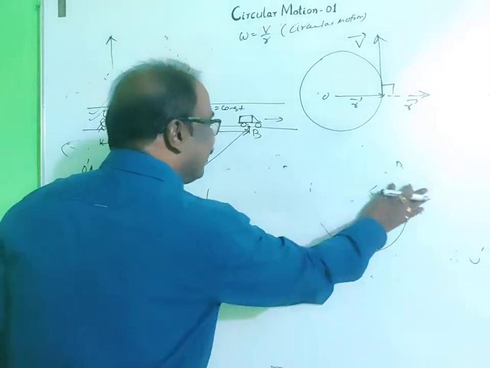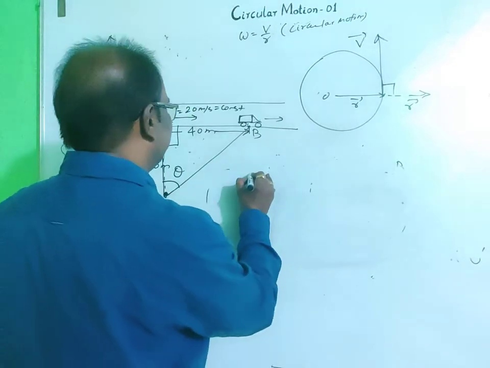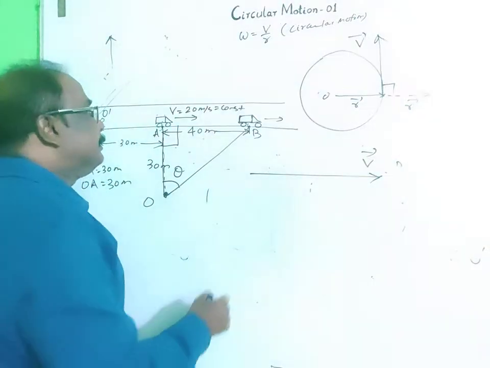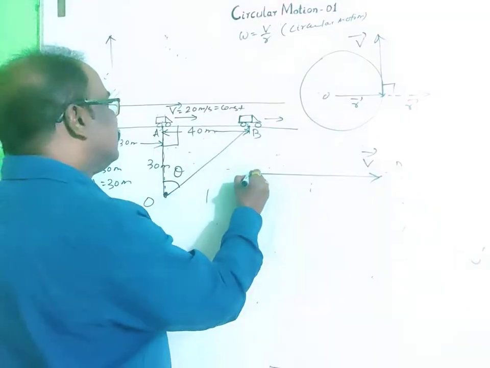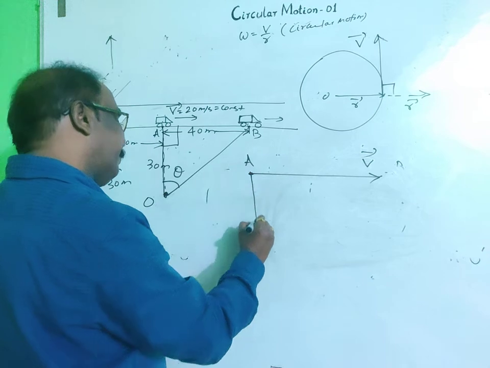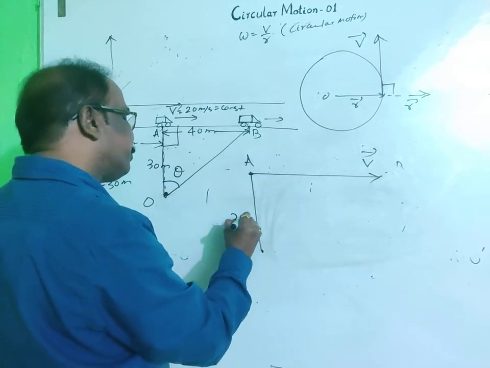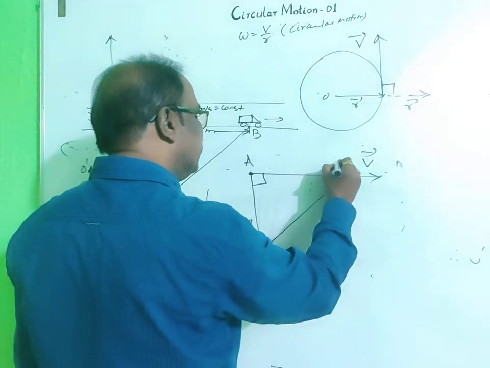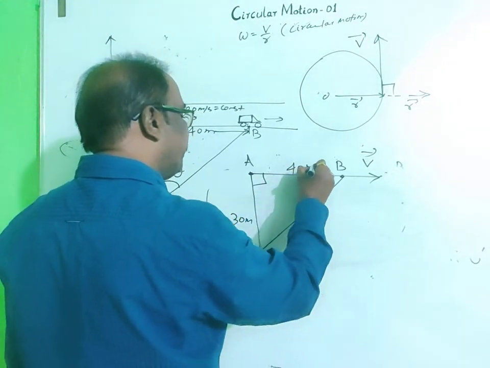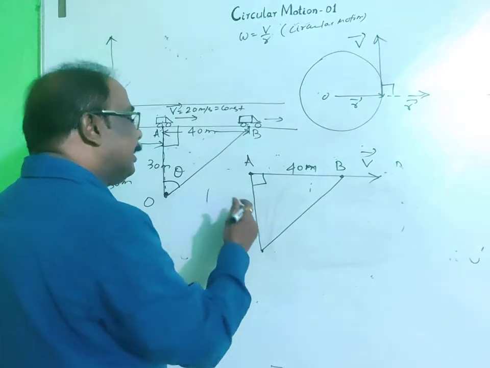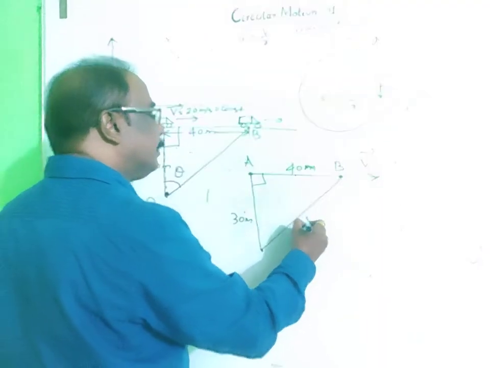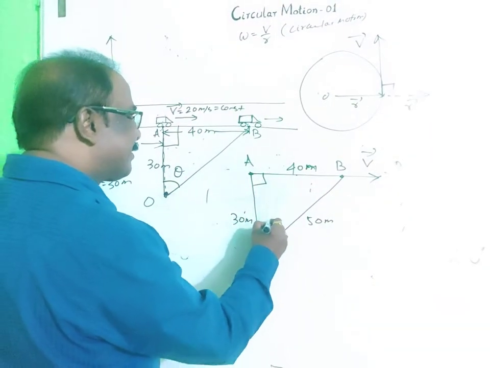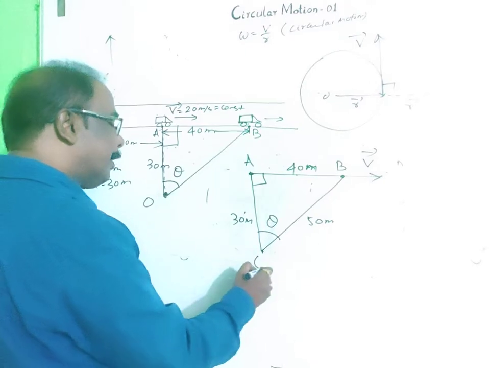Then bring this triangle outside. Along this direction the vehicle is moving, velocity is v, linear velocity. This is the initial position A. Distance from O is 30 meter. This angle is 90 degree, and finally it reaches B. It is 40 meter. So if this angle is 90, this is 30, this is 40, then this is 50 meter. And let this angle be theta, the angular displacement about O.